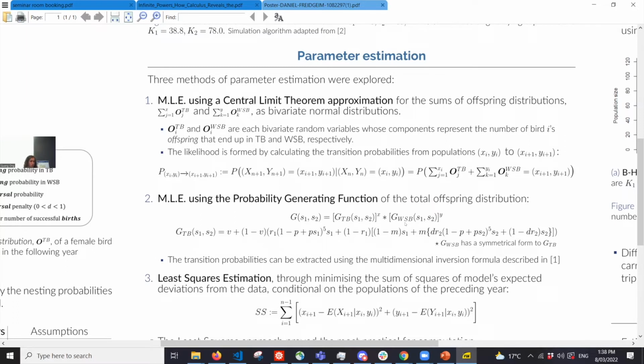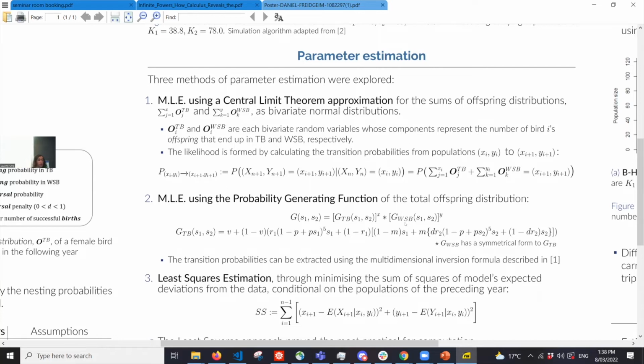So therefore, the central limit theorem can come into play in one method. Also, probability generating functions were another common method that was also able to be in some way applied to this example. And apart from maximum likelihood estimation, also least squares estimation was looked at, and this proved to be the most computationally practical one of those.